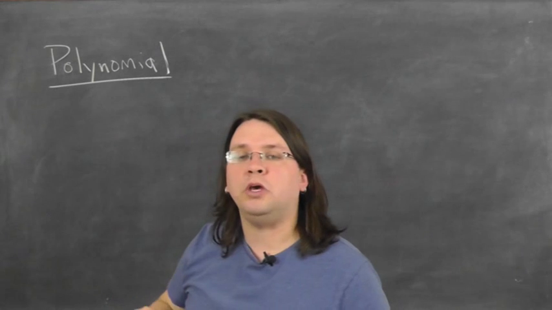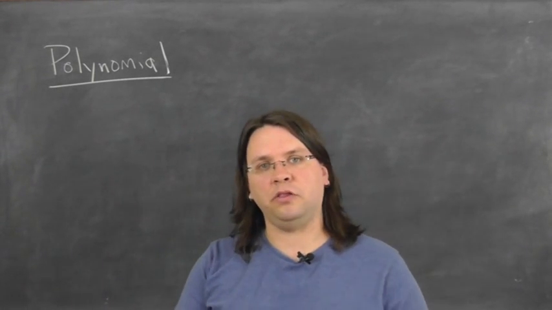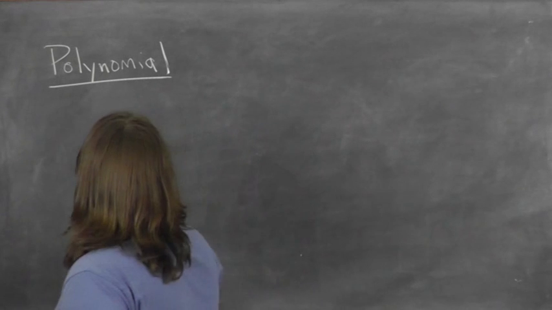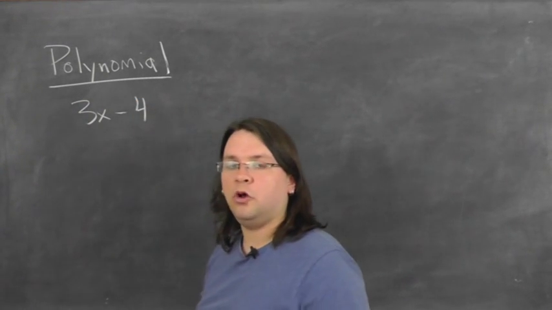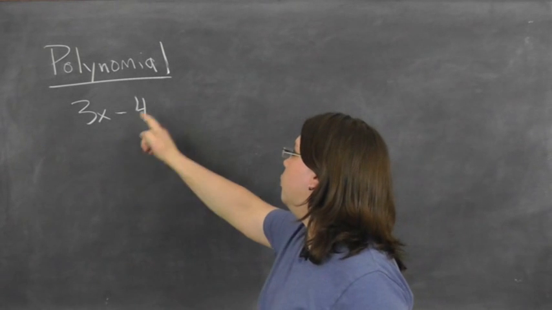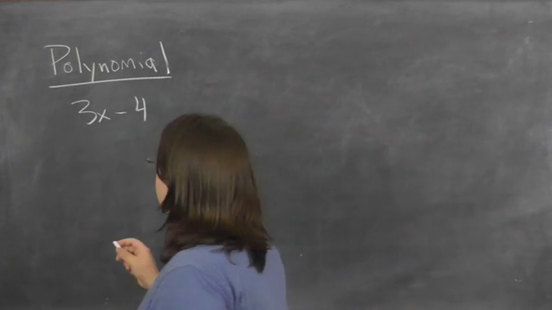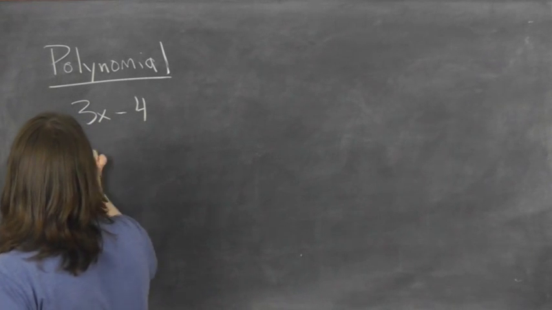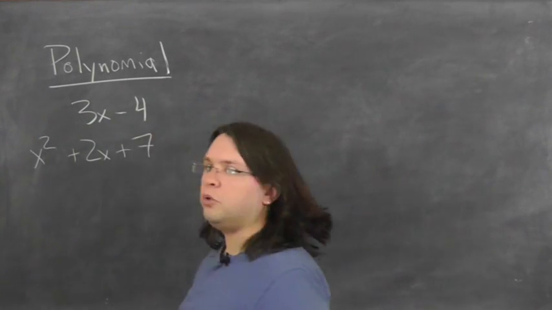Recall that a polynomial is a function that you make just out of numbers and powers of x by multiplying those two and then adding them together. So something like 3x minus 4 is a polynomial. This is a polynomial of degree 1 because x raised to the first power is the largest power of x. Something of degree 2 would be x squared plus 2x plus 7.